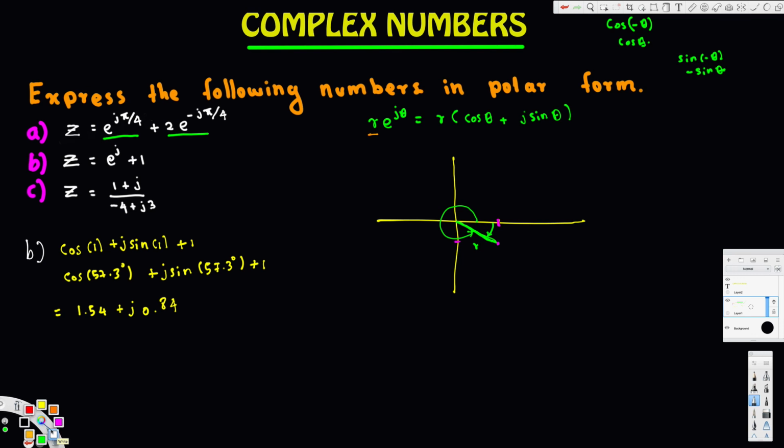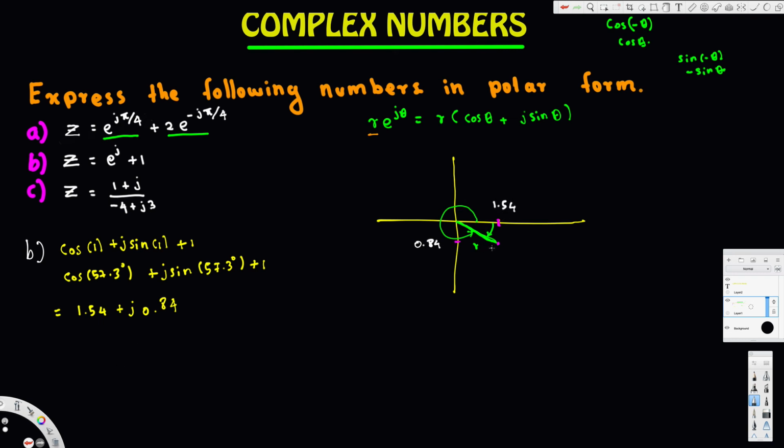So whenever you plug in the calculator, if it gives you a negative answer, it means it's giving you the angle from here to here. So in that way you can express it in this way too. Now let's look at the r distance. We know this is equal to 0.84, and this is equal to 1.54.